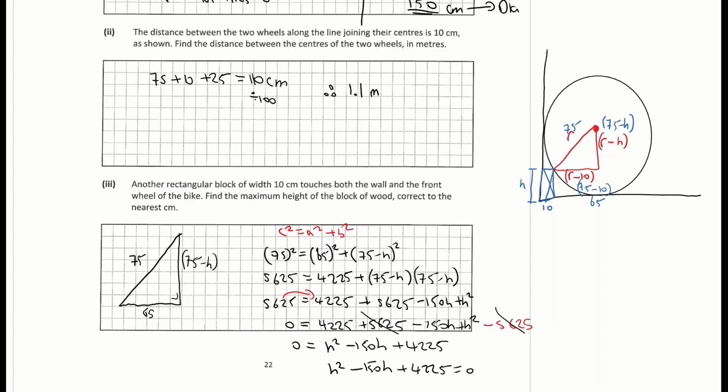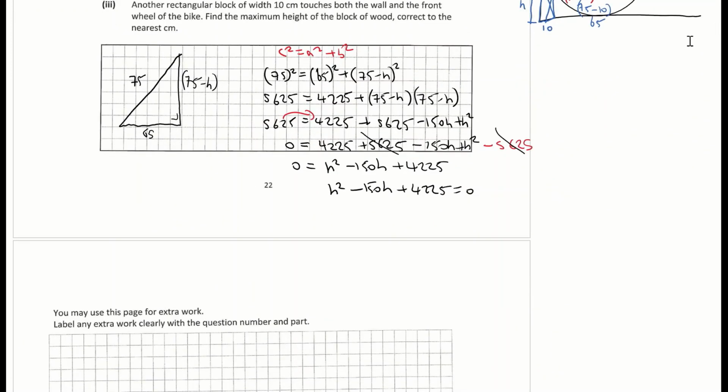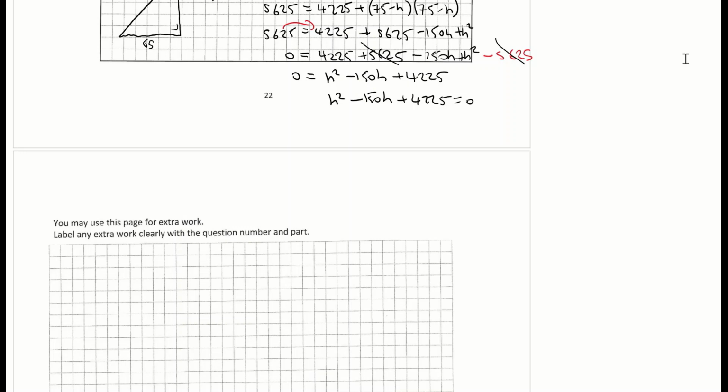Now it's telling me there it wants it to the nearest decimal or the nearest centimeter. So more than likely there I won't be able to do my two brackets to solve this. I'm going to need my minus b formula, so I'm just going to bring it down here to the extra space page. So h squared minus 150h plus 4225 equals 0. Going to my log tables and I'm taking my formula for the minus b, which is given as x is equal to minus b plus or minus the square root of b squared minus 4ac all over 2a.